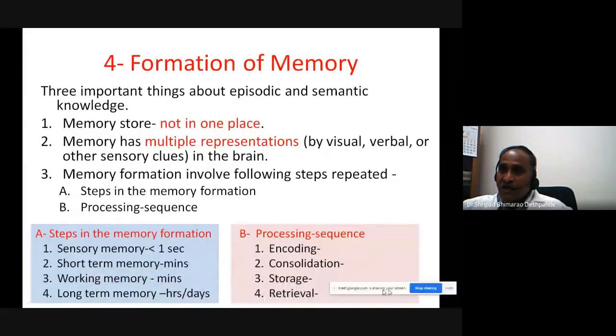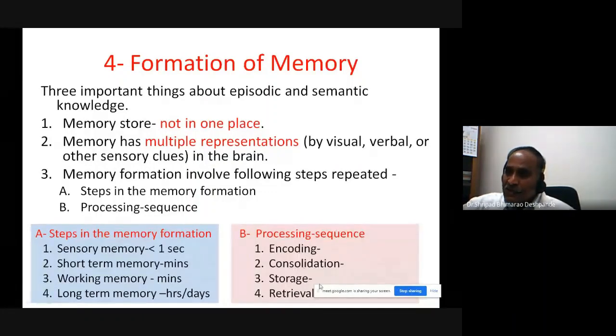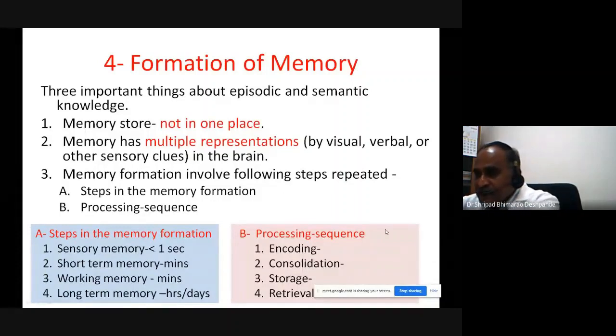So all these four things, what I am trying to tell is that either the steps or the processes happen repeatedly to form a memory. Each is interdependent. Step A and step B are interdependent. They are necessary. For example, sensory memory and short-term memory encode. Then after that, these things will consolidate. So we'll go to the next stage.